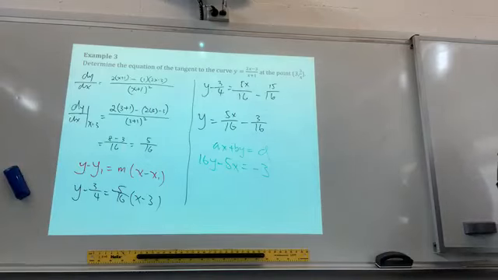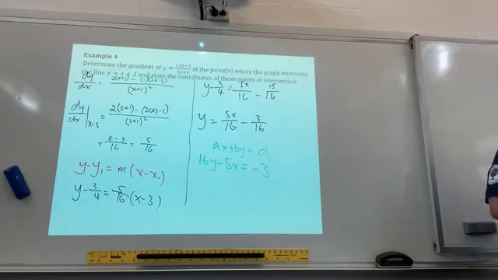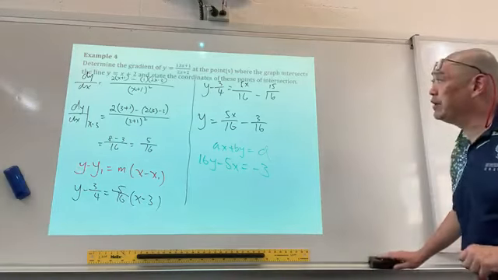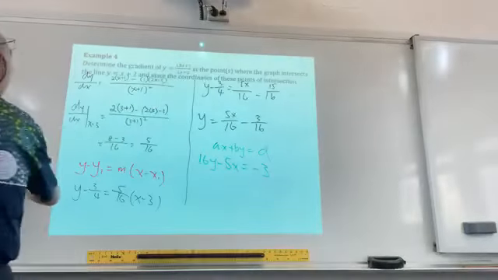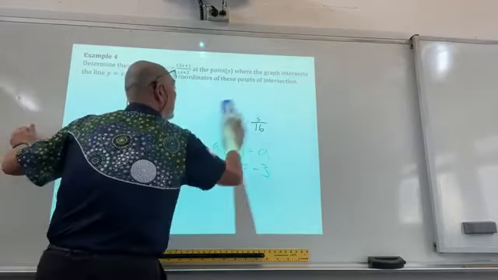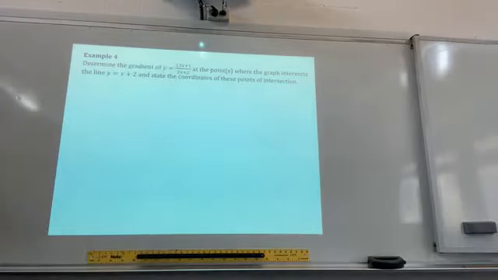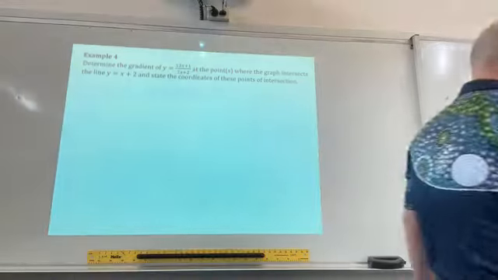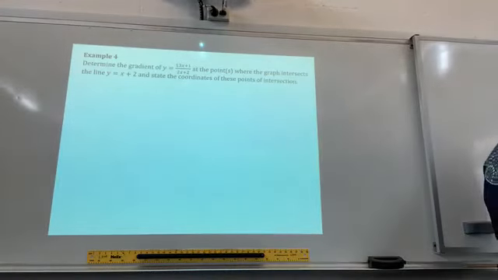Are you all happy with that? If so, I'm going to move on to example 4. All right, example 4, you need to determine the gradient at the point where the graph intersects y equals x plus 2. I am going to try to finish example 5 before we go. So what is the gradient of that at that point? You need to work out.